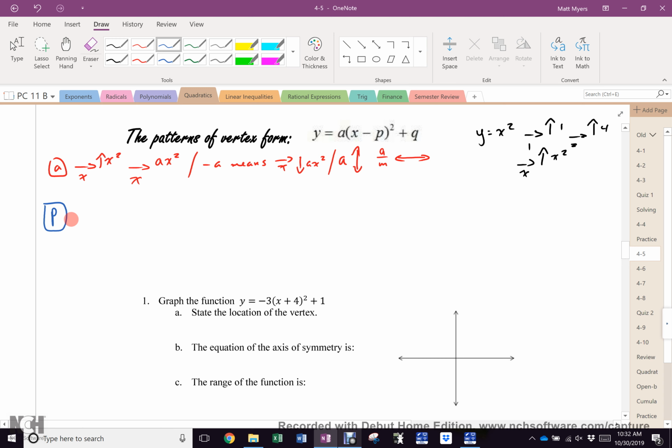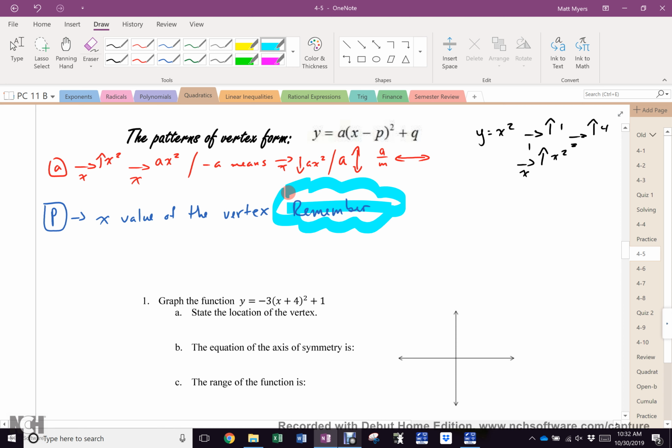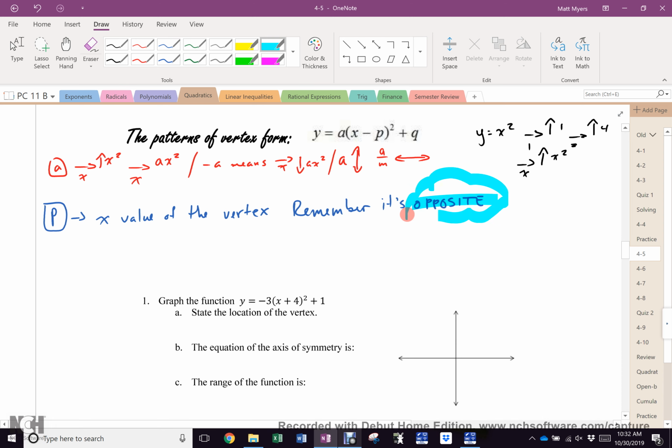P is what? That is the x value of the vertex. But what do we have to remember? It's opposite. Put a line around it, Mrs. Bad Crumble Cloud. I don't care what you do. Actually, that's dumb. That's not where we should put it. Remember, it's opposite. Now, that's what I'm going to highlight and Mrs. Bad Crumble Cloud around it.